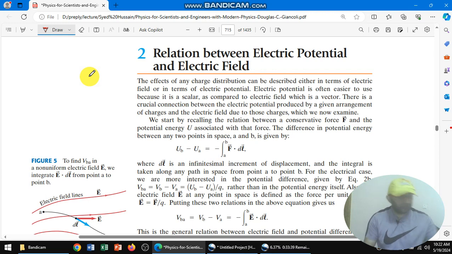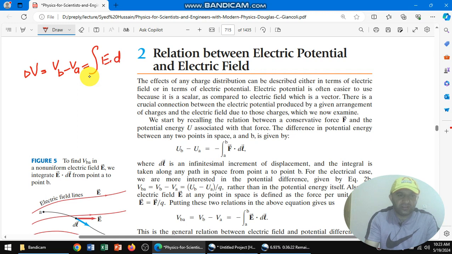Okay, hello dear students. We continue with topic number 2, the lecture on the relationship between electric potential and electric field. So, the relationship between electric field and electric potential. This is a simple relation: the potential difference ΔV, which is equal to VB minus VA, is equal to the negative line integral of E dot dl, where the integral is between A and B. So this is a simple relationship.